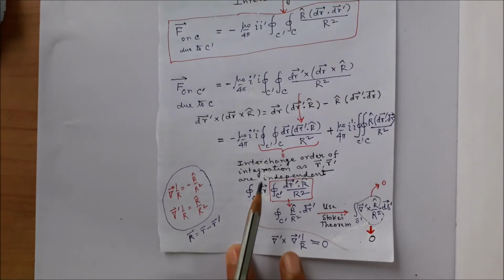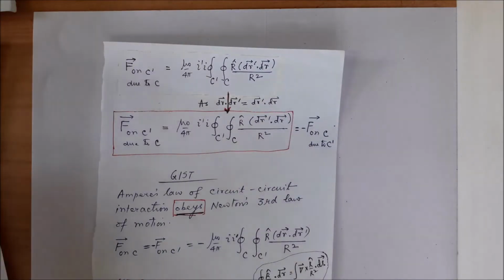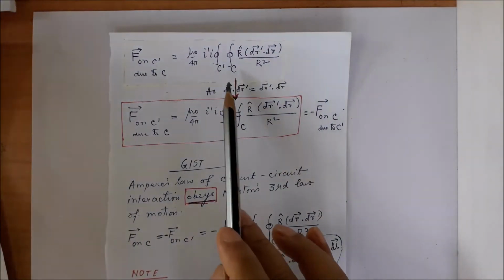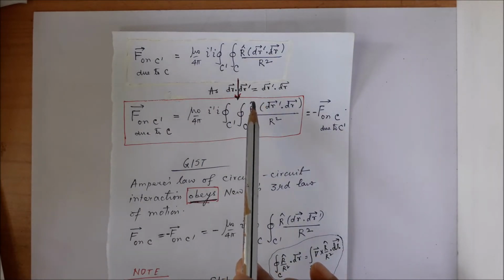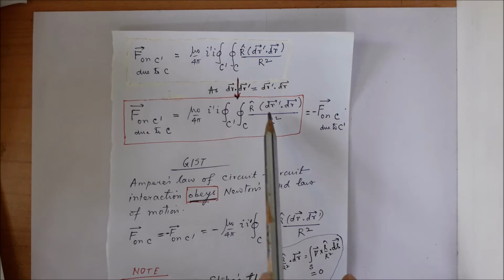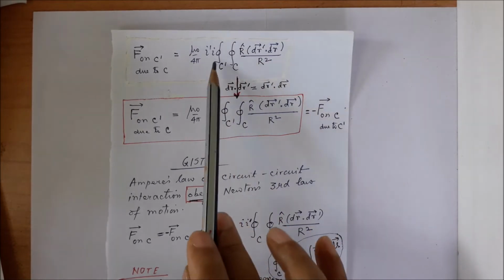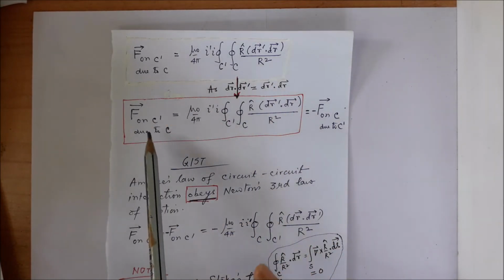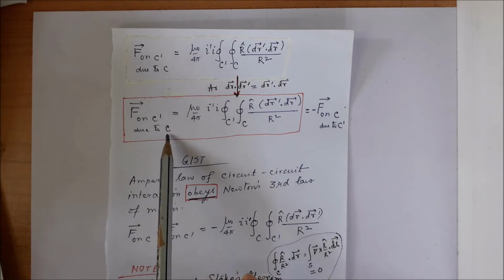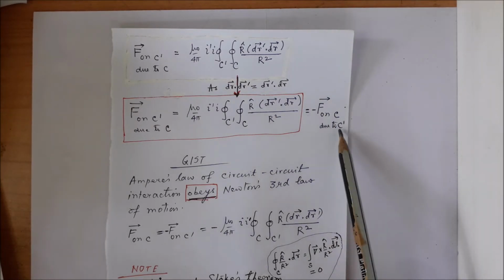Now writing only the second term, we have this expression. As scalar products commute, it doesn't matter which one is written first out of dr prime and dr, and therefore we can rewrite this in this way. So this is the force on C prime due to C, and this turns out to be negative of the force on C due to C prime.